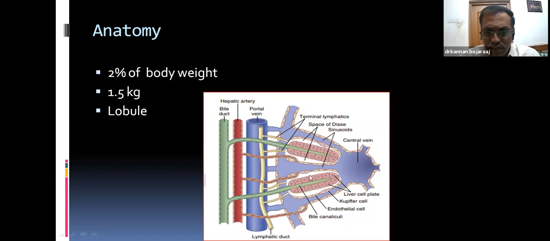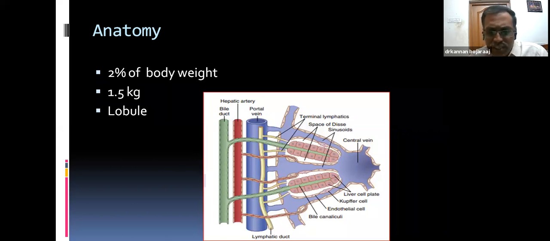And with this sinusoids, there are endothelial cells, and some different cells are there. You can see this is the Kupffer cells. They are nothing but macrophages that phagocytose the bacteria and toxins directly from blood from the GIT. So Kupffer cells have a very important function, that is the immune function of the liver. It deals with the bacteria from GIT and toxins. So this is the Kupffer cells.